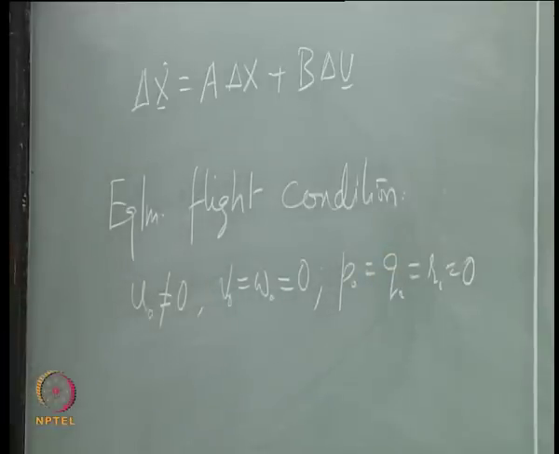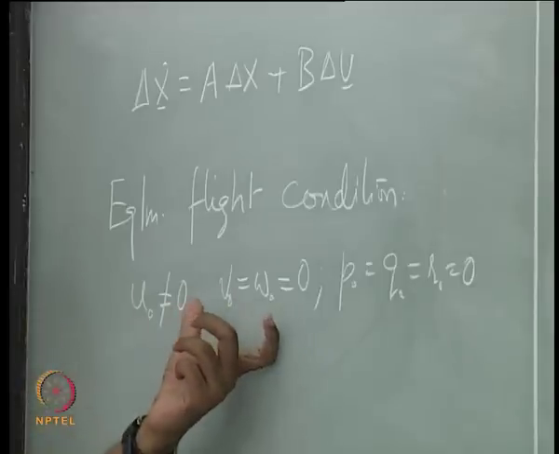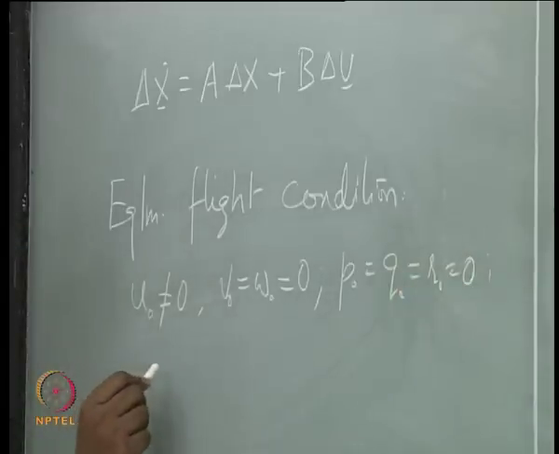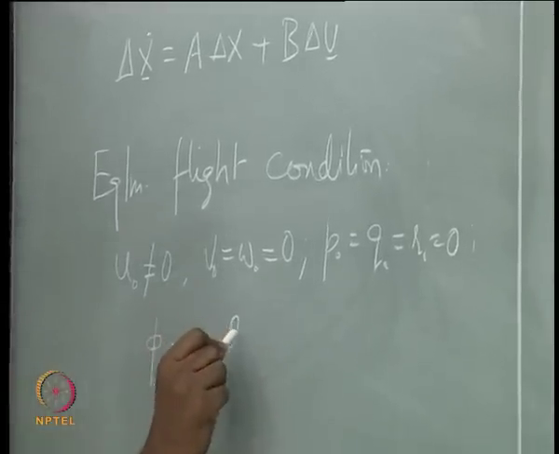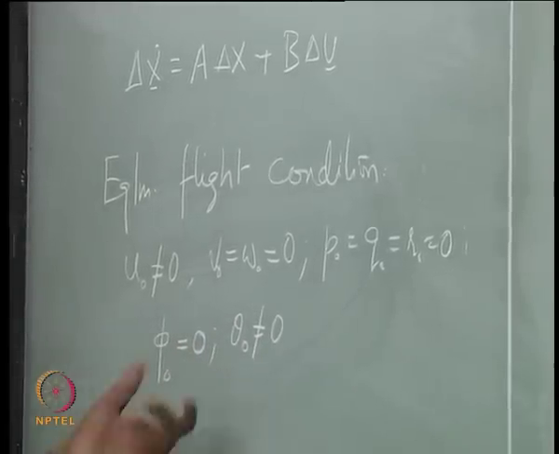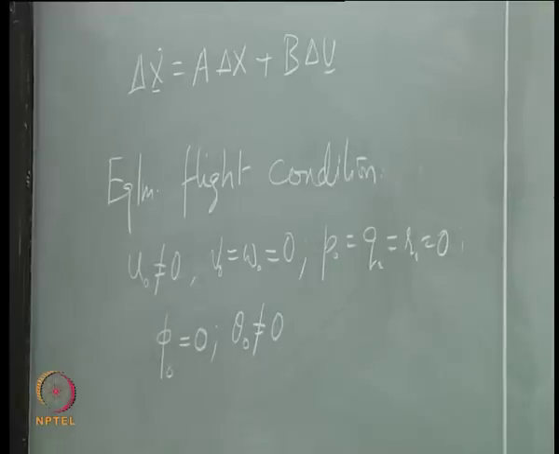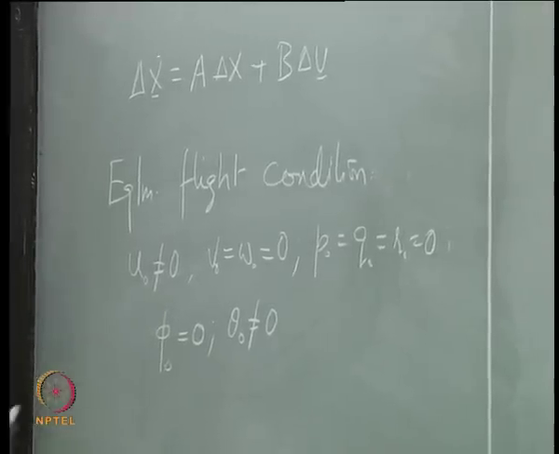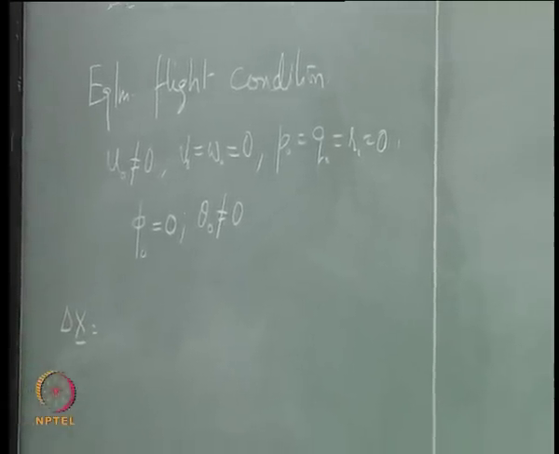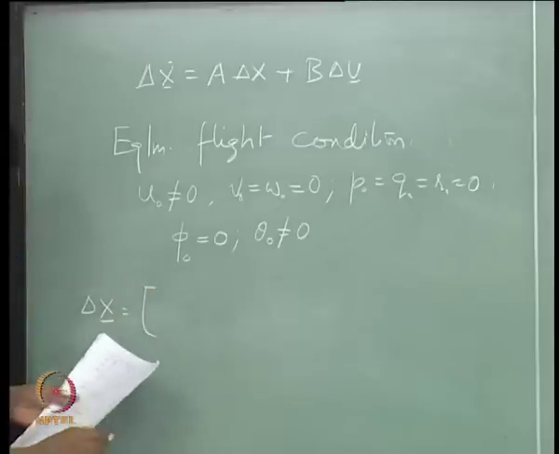So the aircraft is having a forward non-zero speed, the other two speeds are 0 and the rates are 0, the bank angle is 0 and the pitch angle is non-zero, and the variables are these. So delta represents the perturbation from the actual aircraft variables.